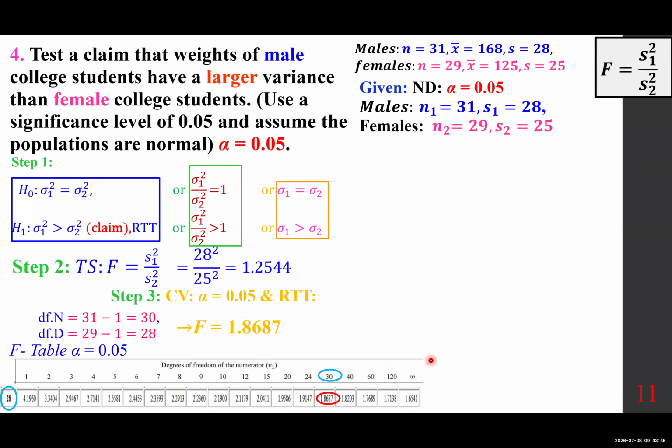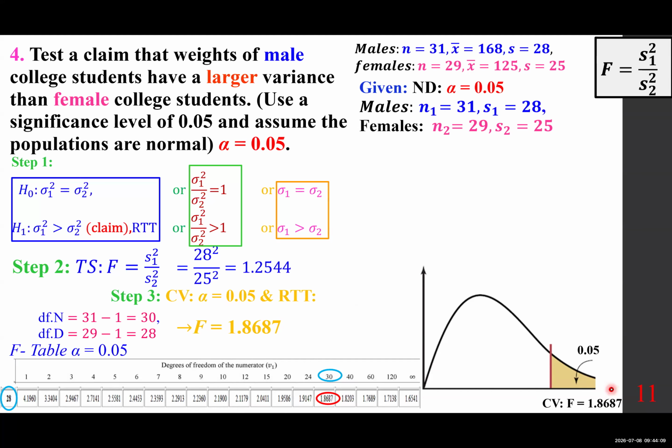So critical value is 1.8687. And it is always skewed to the right, and it's always a right tail test. And the area to the right of the critical value is 0.05. So this is 0.05, okay. And F is 1.8687. So that's the critical value.